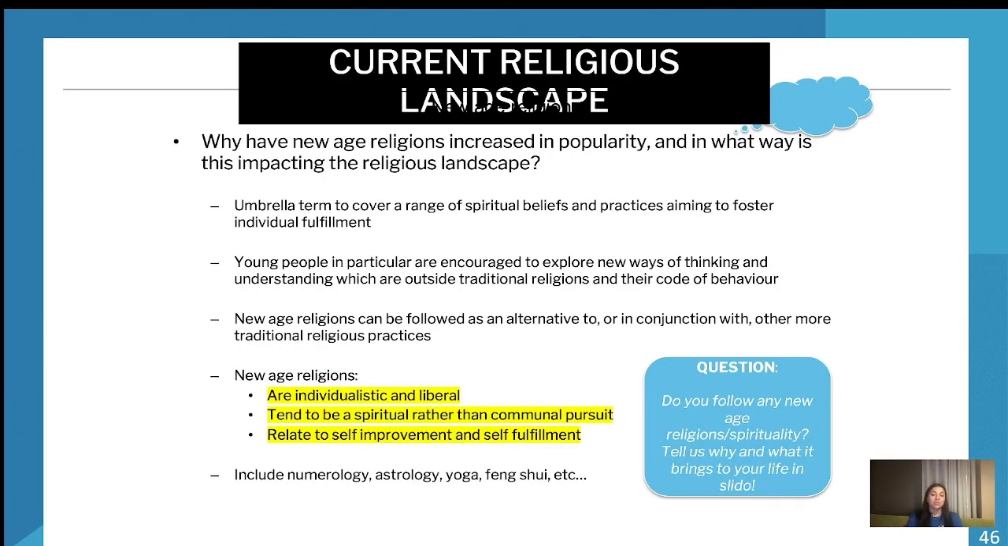So New Age religions come in, and they're increasing in popularity, and we want to look at how that's impacting the religious landscape. Now, New Age religion is literally just an umbrella term for a range of spiritual beliefs and practices. All you need to know at the core, to define it, is that it's fostering individual fulfillment, and it's very big on the individual. Young people specifically are encouraged to explore new ways of thinking and understanding, which are outside traditional conventions and religions and their code of behavior, which attracts a lot of young people towards New Age religions.